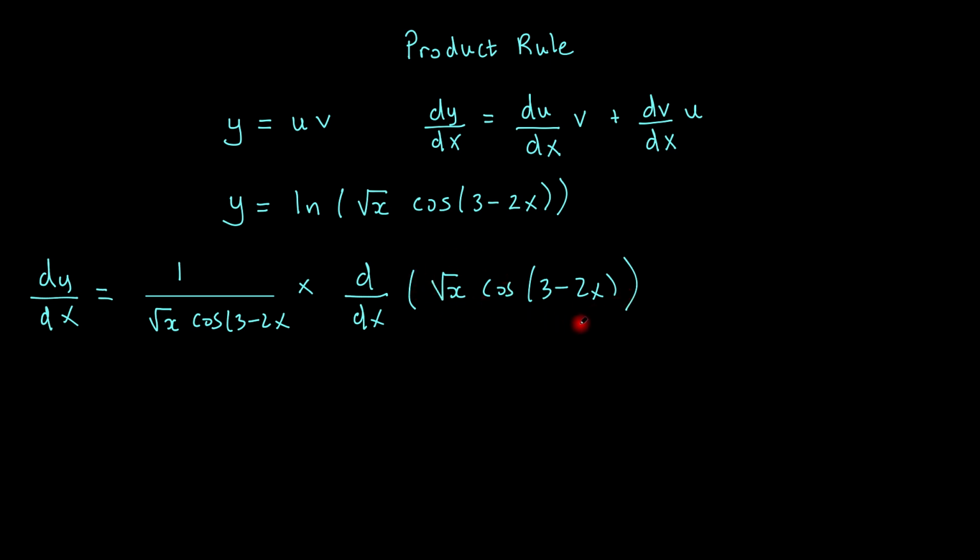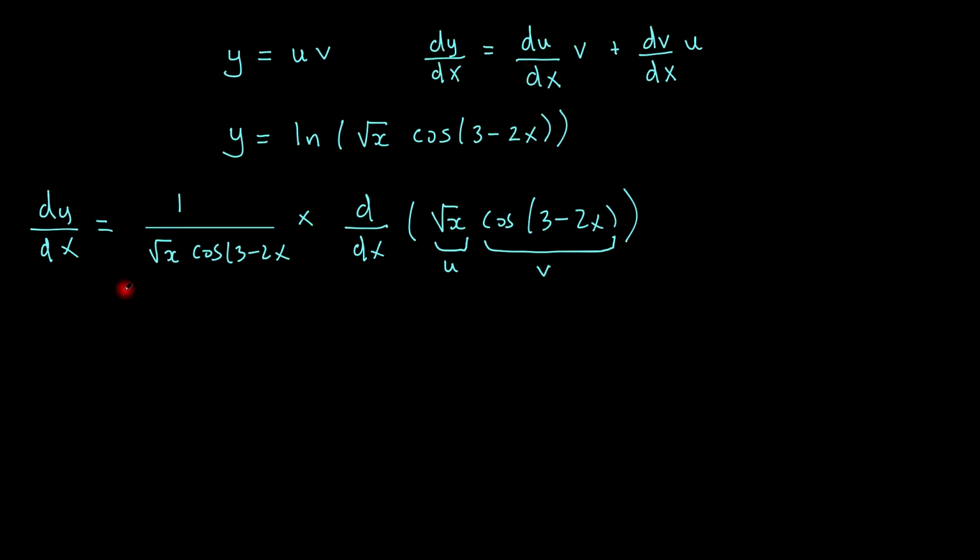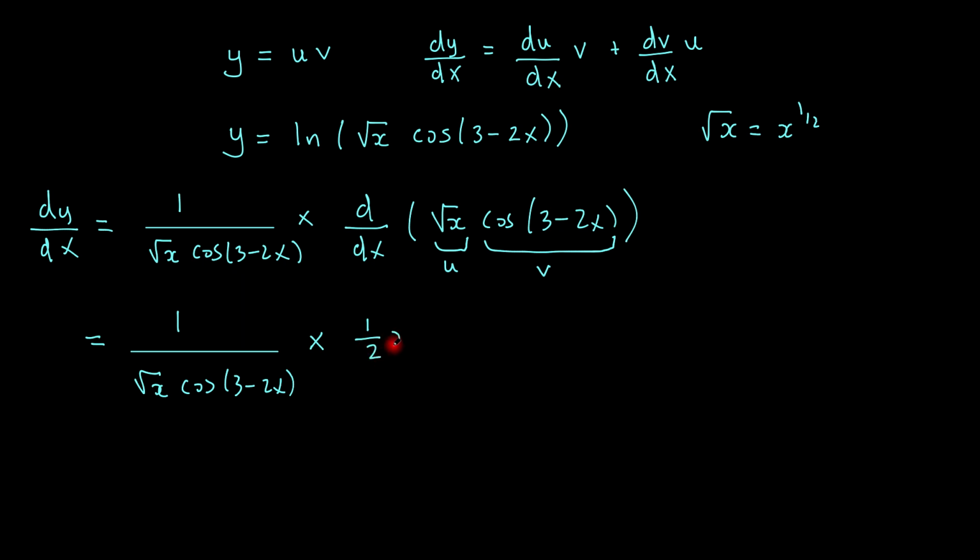Now, when differentiating the inner part, I'm going to call this portion my u, and this part of the function I'm going to call v. So now we're going to be using the product rule to differentiate that. Remember root x is simply x to the half. So if I differentiate my u, du by dx gives me a half x to the minus a half, times the v, which of course is cos(3 minus 2x).